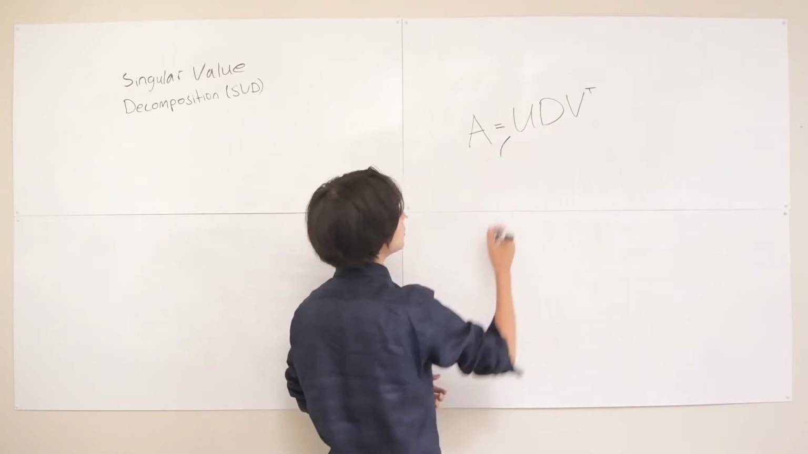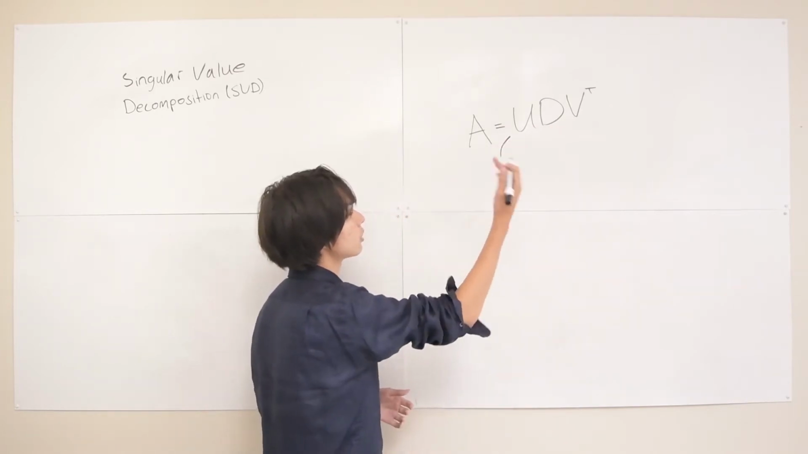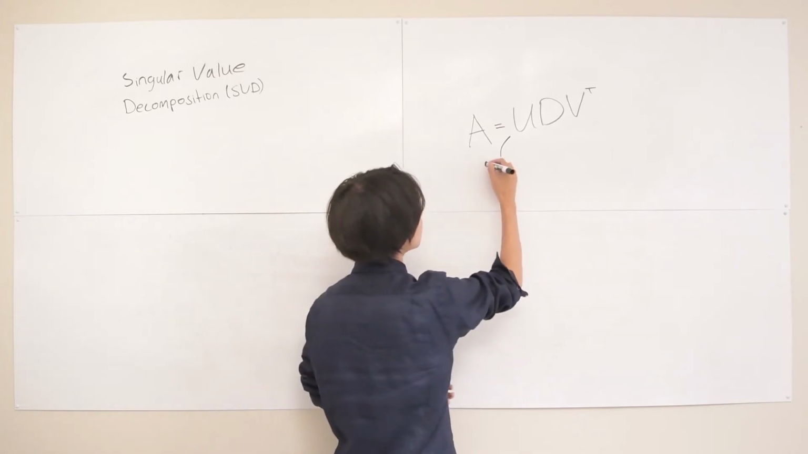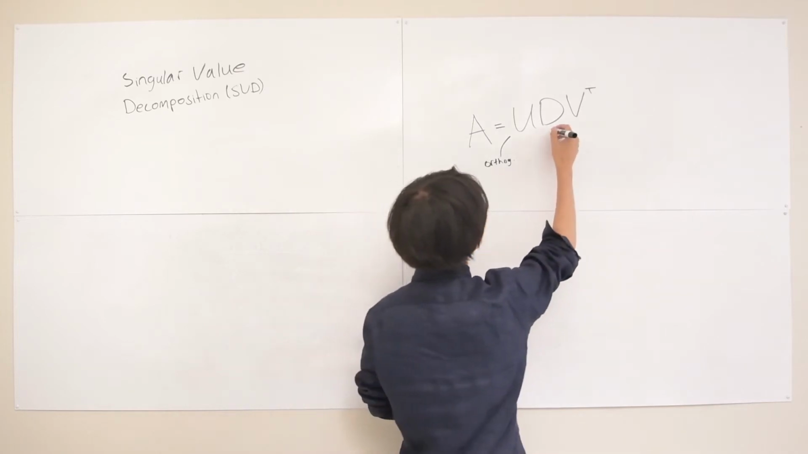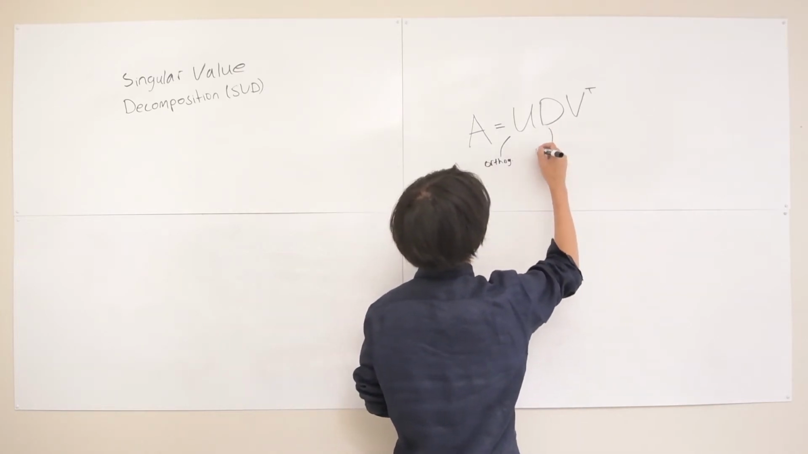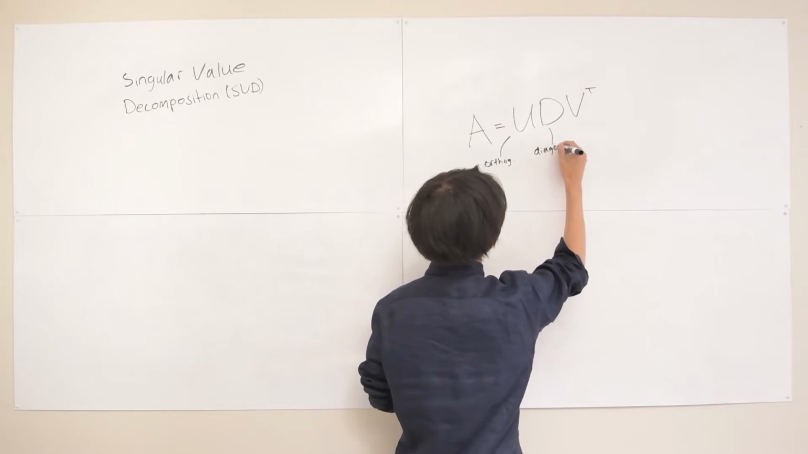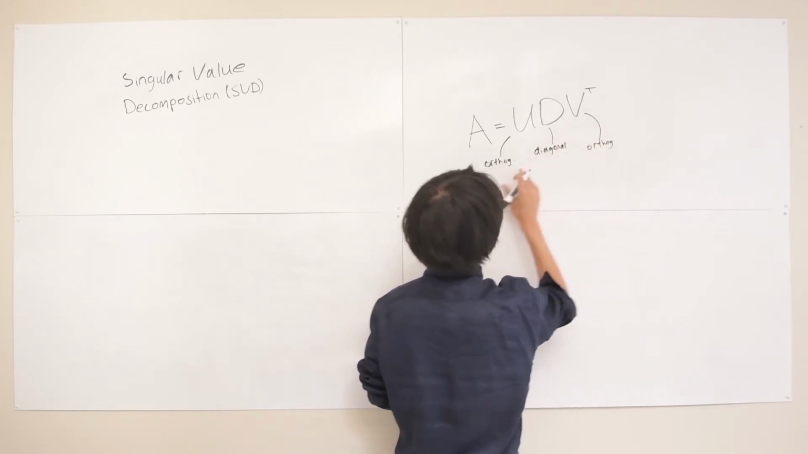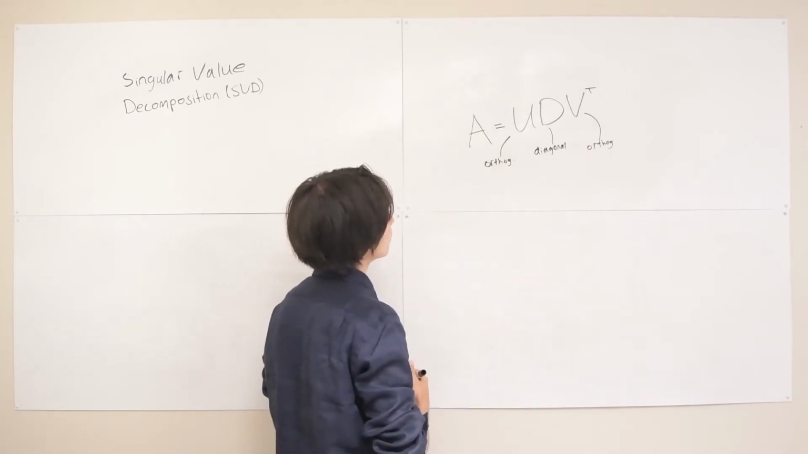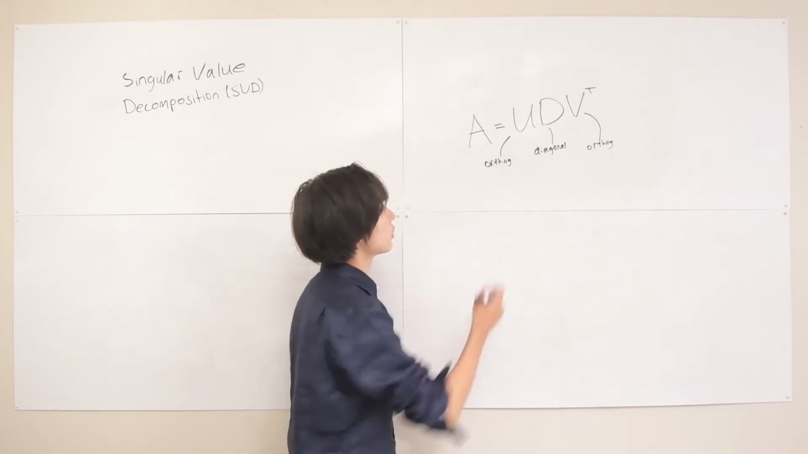So U is going to be an orthogonal matrix, which means its columns are going to be orthonormal to one another. D is going to be a diagonal matrix. And V is going to be another orthogonal matrix. So orthogonal, diagonal, orthogonal.